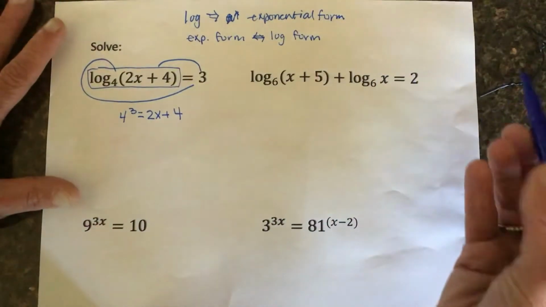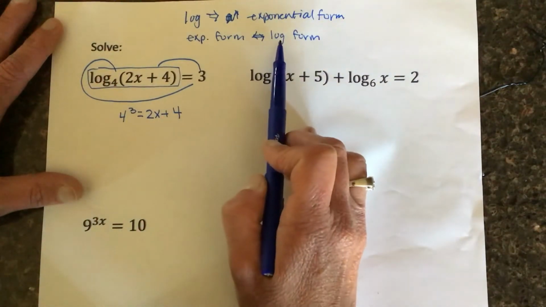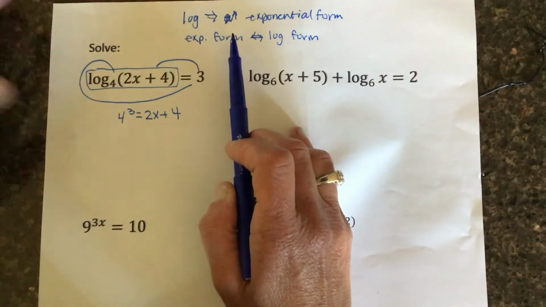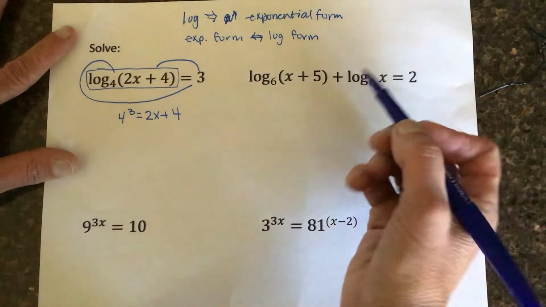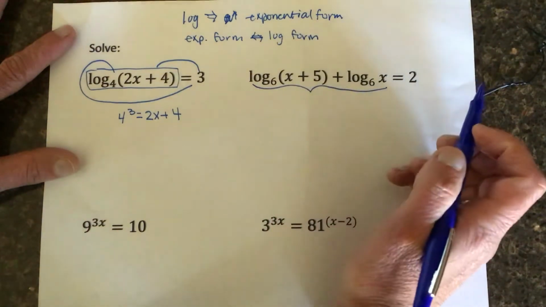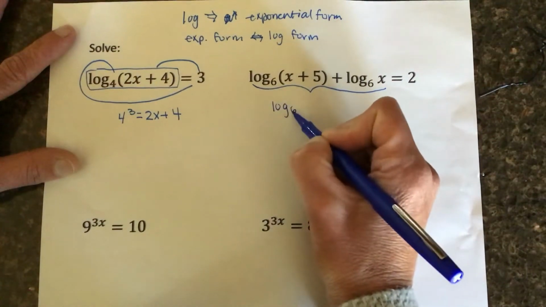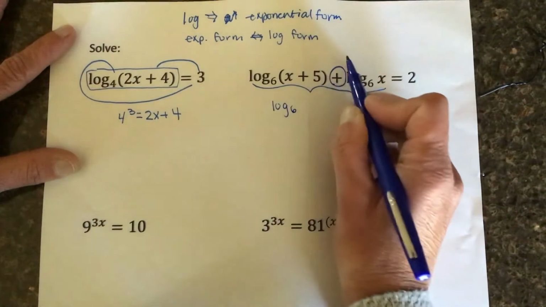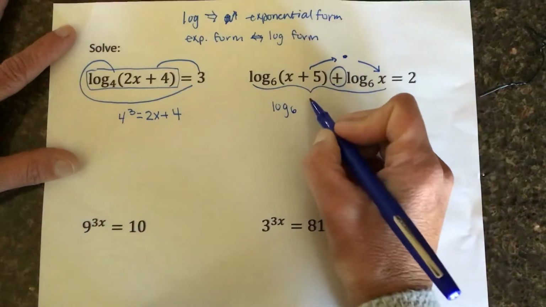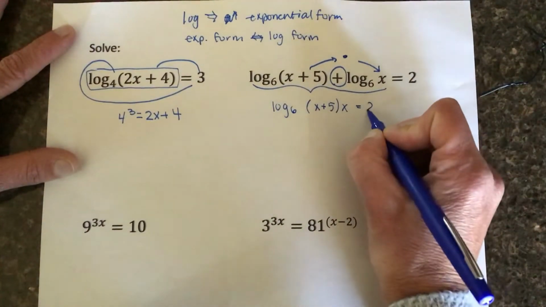Now, the second problem has 2 terms of logs. So we still need to get rid of the logs, and we do that by writing it in exponential form, unless we can get 1 log equal to 1 log. For this problem, we cannot. So I need to condense this down to just 1 log. The rules of condensing say the base is going to stay the same. We have addition, and addition goes with multiplication. So we multiply this term times that. So this is going to be x plus 5 times x, and that'll be equal to 2.